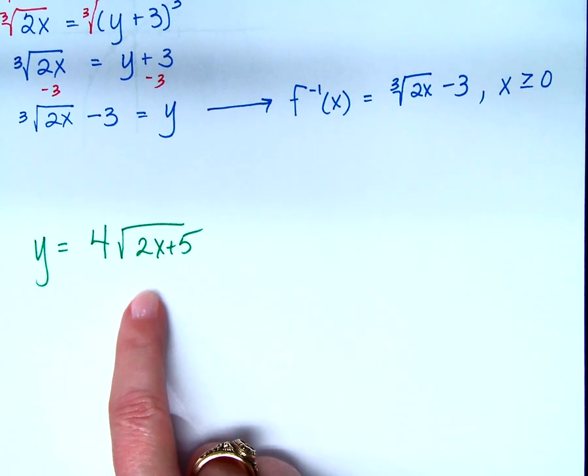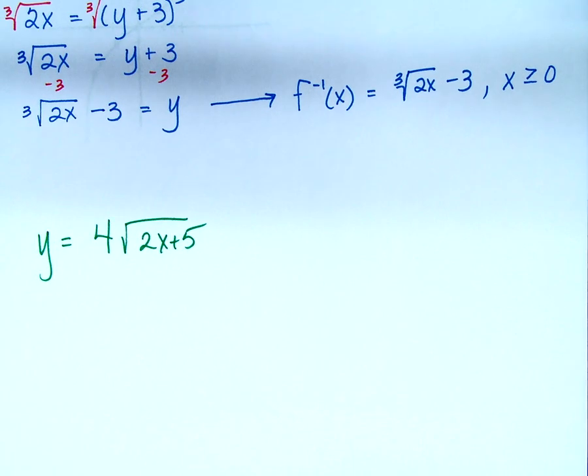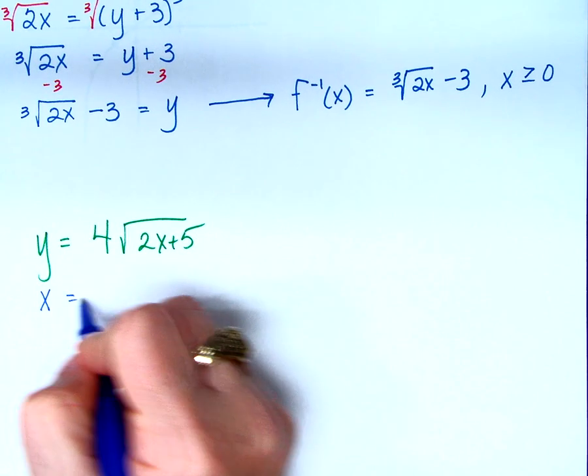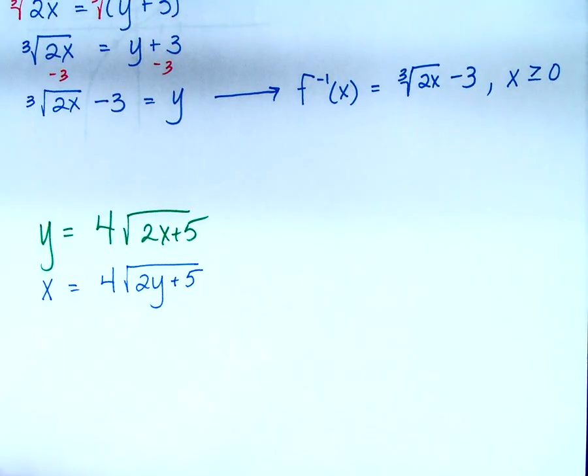Okay, next example right here. Y equals 4 times the square root of 2x plus 5. How do we find the inverse of a function? Switch x and y. So x equals 4 times the square root of 2y plus 5. And now? So in general now what are we doing? We're solving for y, right? So switch x and y and solve for y.